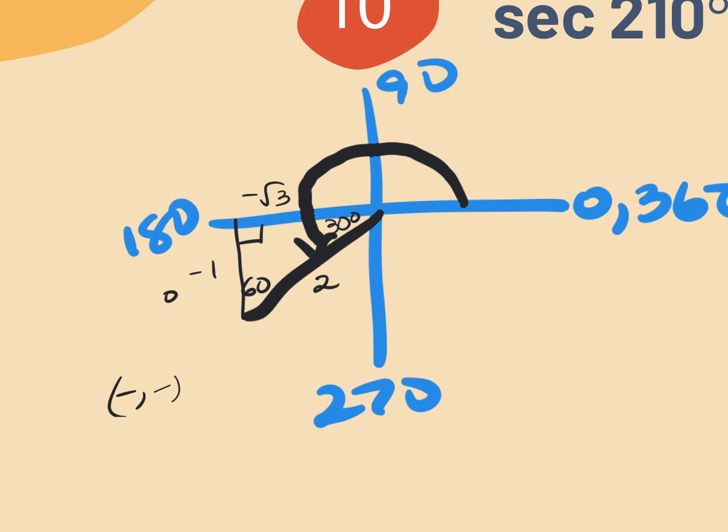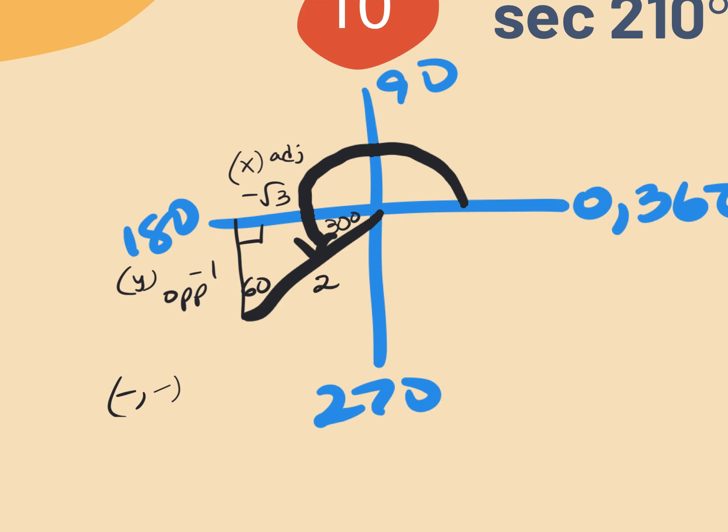So again, this is opposite. Or if you're using the x, y, and r, this is your y value, just like the y-axis goes up and down. So it is this leg of the triangle. And then here, this is your x or your adjacent.